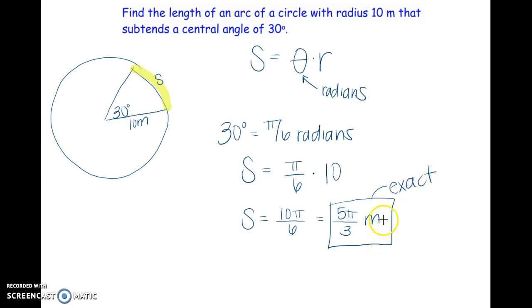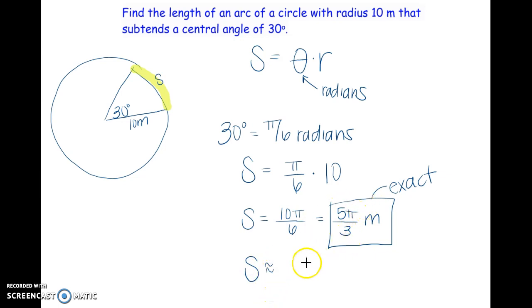But typically, if I told you, hey guys, I ran 5 pi over 3 miles today, you would look at me like I'm crazy because we don't typically talk about a distance in terms of pi. 5 pi over 3 doesn't really mean a whole lot to us. So if I don't ask for an exact answer for an arc length and you're going to give an approximate answer, I usually say round to the nearest hundredth.